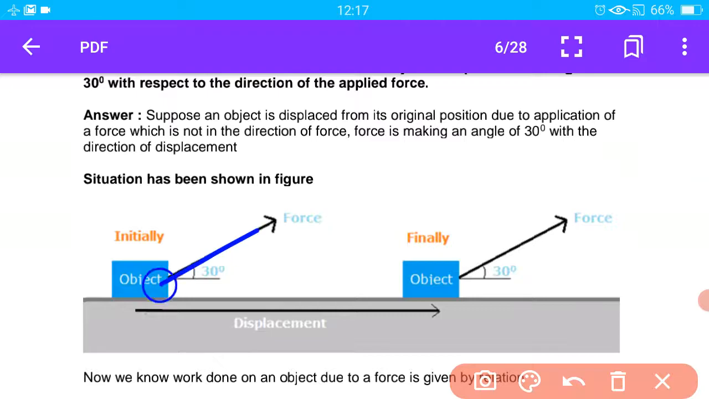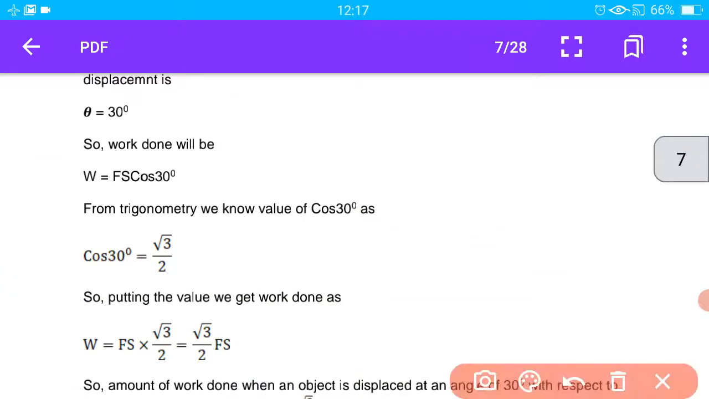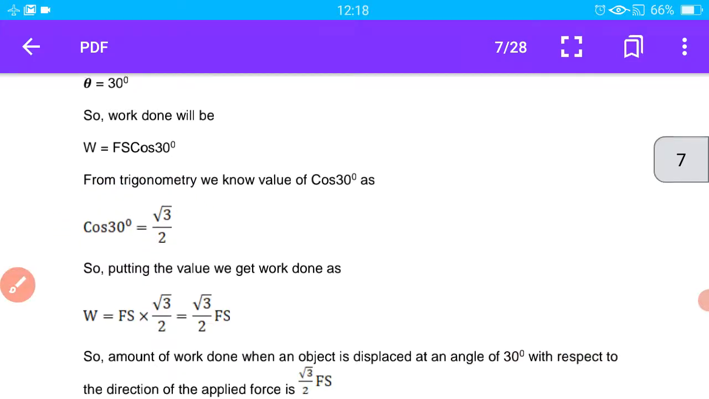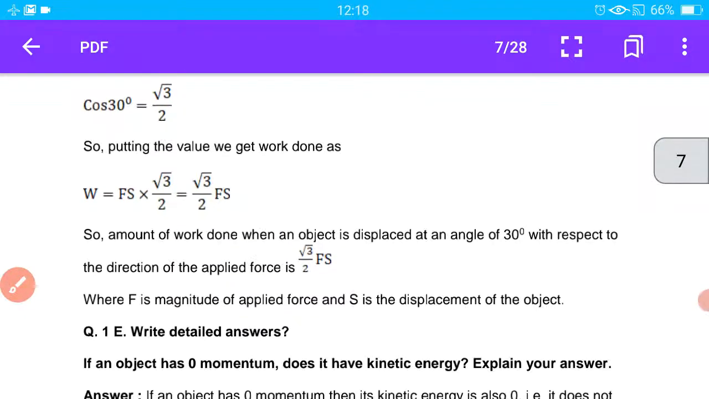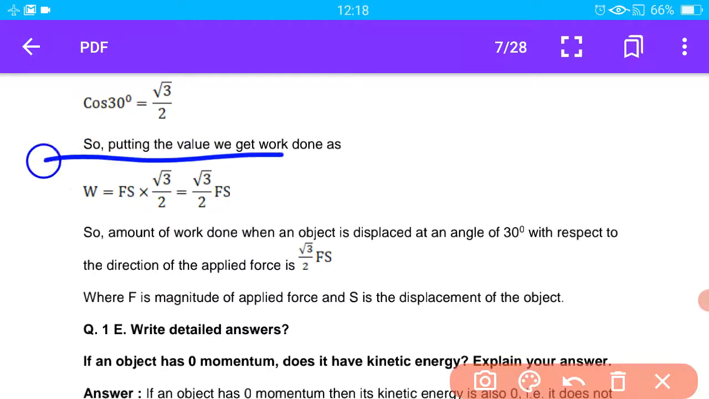Now you can see here, initially and finally. So work done will be W equal to Fs cos 30 degrees. From trigonometry we know the value of cos 30 degrees equal to root 3 upon 2. So putting the value, we get work done as W equal to Fs into root 3 upon 2, equal to root 3 upon 2 Fs.